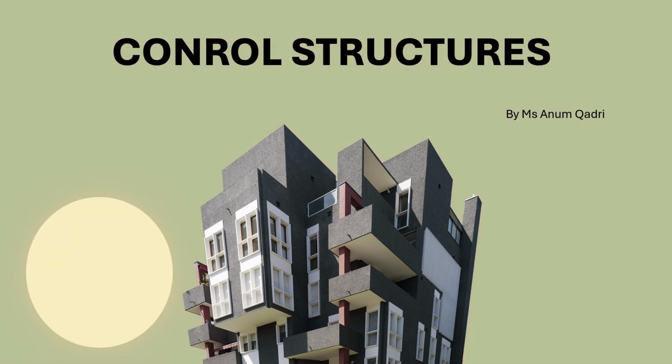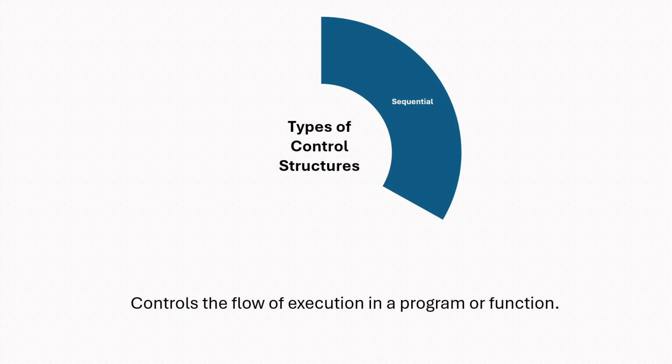Control structures. Control structures are basically responsible for controlling the flow of execution in a program or function, and there are three different categories in which the flow of execution takes place. The first one is the sequential control structures, in which the series of steps are in a perfect sequence.